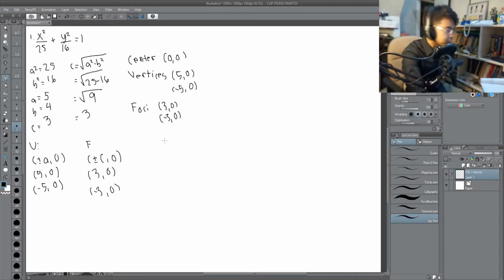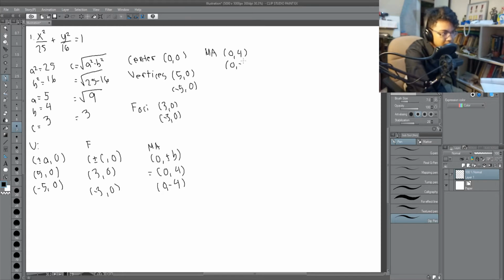So the next thing we have to solve for now is the minor axis. So I'm gonna put that here. The formula for the minor axis is 0, plus minus b. So basically just substitute b. So 0 and b, which is 0 and 4, and 0 and negative 4.